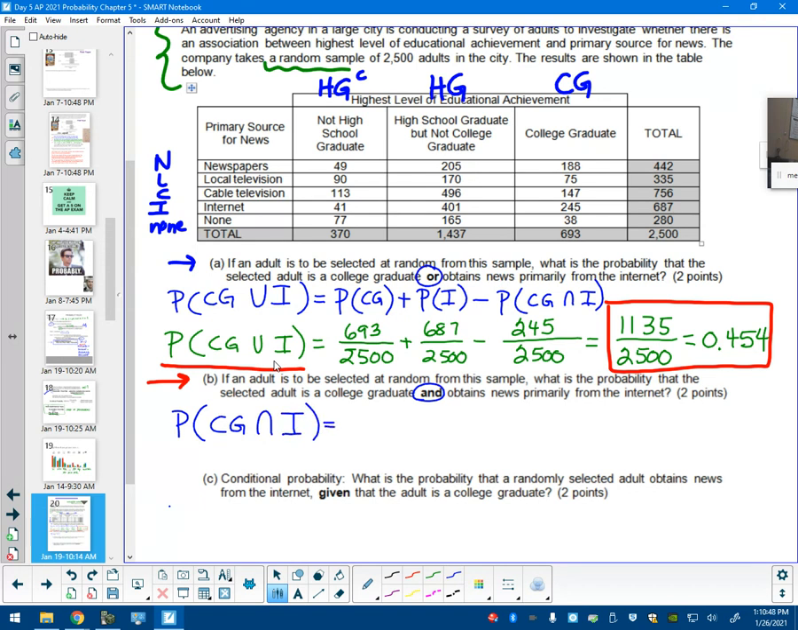Yep. And does anybody want to volunteer to tell me how to do this? Do you know how to do it? Okay. So, go ahead, Rachel. Don't you just look at, like, you go to the college graduates and you find where they interlock with the internet? Yep. It's 245 over 2,500. And what do you know? We've already kind of done that right there, up above. In fact, they should have asked this question first, but they didn't.